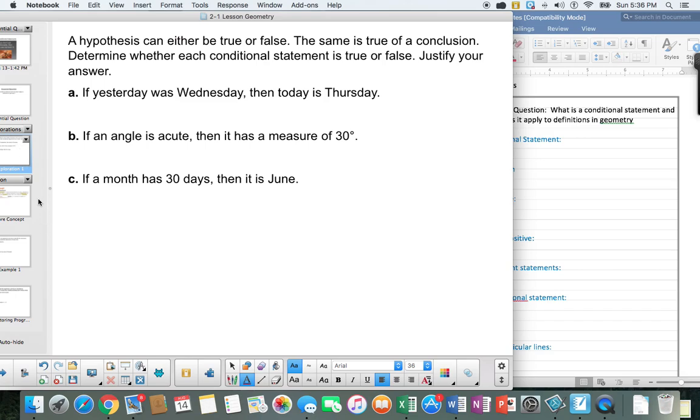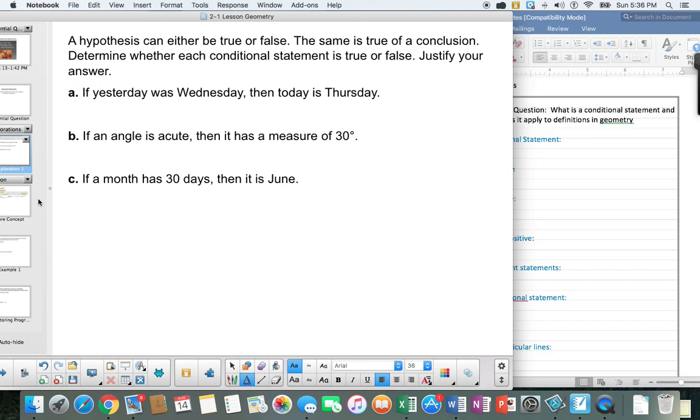Let's start. A hypothesis can be either true or false. The same is true of a conclusion. We'll talk about what those words are. Determine whether each conditional statement is true or false. Notice that all of them are if-then statements. If yesterday was Wednesday, then today is Thursday. I would say most of us would say yes, that makes sense.